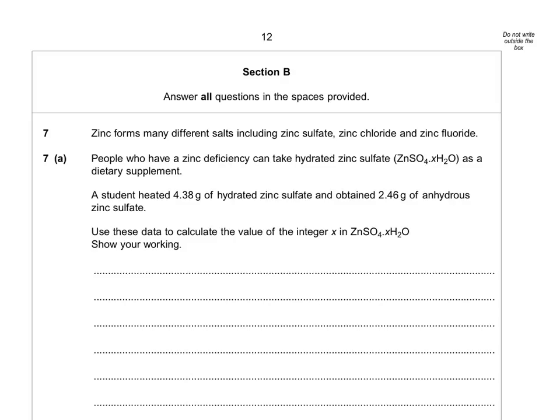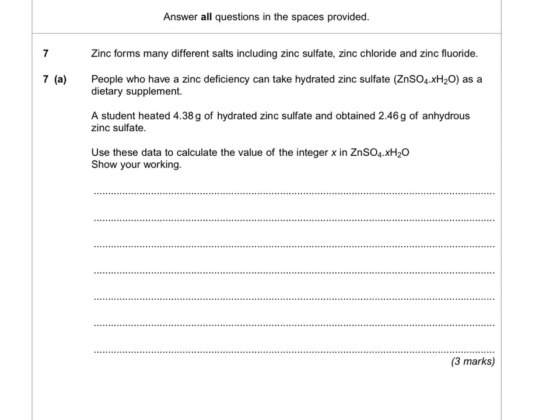Okay, so on to moles questions now. So zinc forms many different salts, including zinc sulfate, zinc chloride, and zinc fluoride. People who have zinc deficiency can take hydrated zinc sulfate as a dietary supplement. A student heated 4.38 grams of hydrated zinc sulfate and obtained 2.46 grams of anhydrous zinc sulfate and used data to calculate x. She's trying to work out how many waters are associated with it. So this is an empirical formula question.